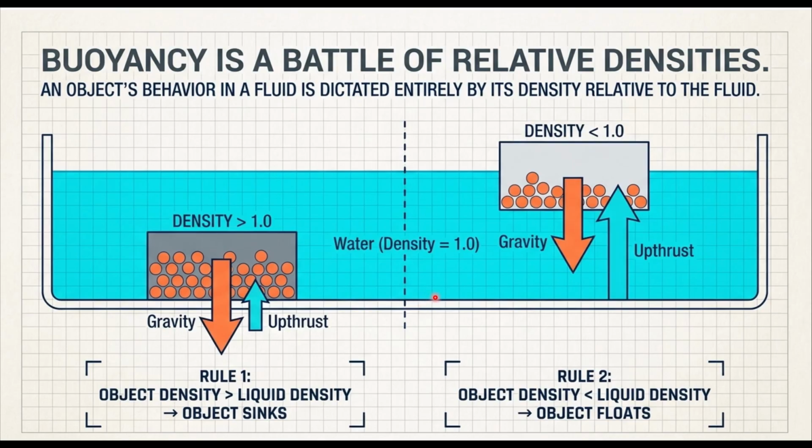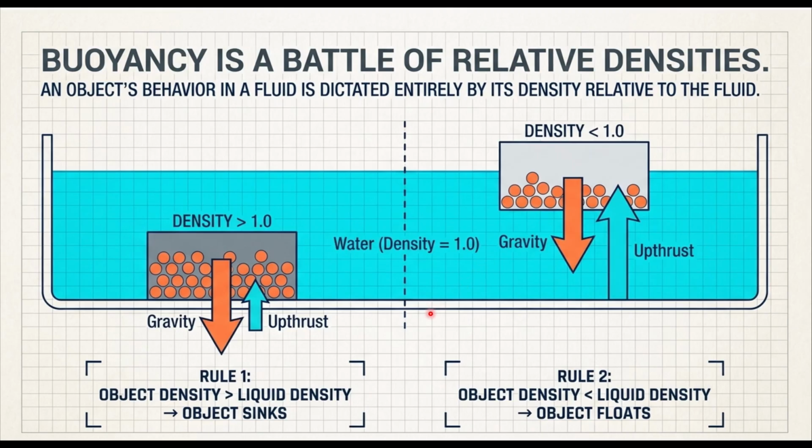Now let's see density and buoyancy. Okay, buoyancy depends on the relative densities of objects and fluids, right? If an object's density is greater than the fluid's density, it sinks. If the object density is lower, it floats. Okay, so if both densities are equal, the object remains suspended.